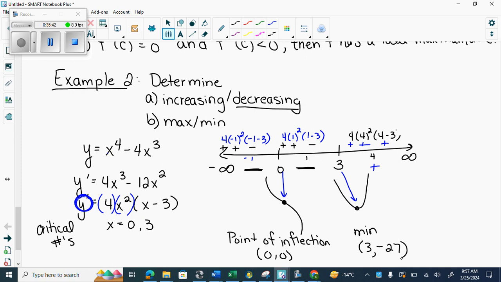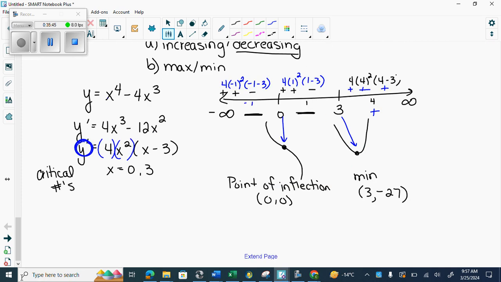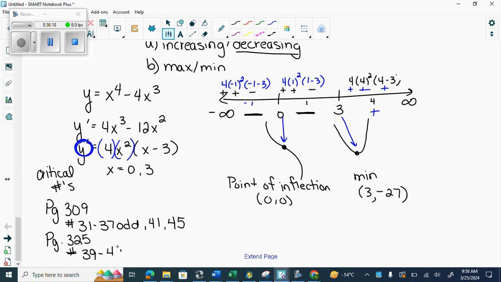Your homework is on the board. I'll write it up here. You can have minimums at negatives and maximums at negatives, right? So if it's a point of inflection, they're right in one form. Yep. Okay. Your homework from your textbook is page 309, numbers 31 to 37 odd, 41, 45. I would suggest you do your homework, because this unit is going to fly, and tomorrow we're adding second derivative and restricted domains.